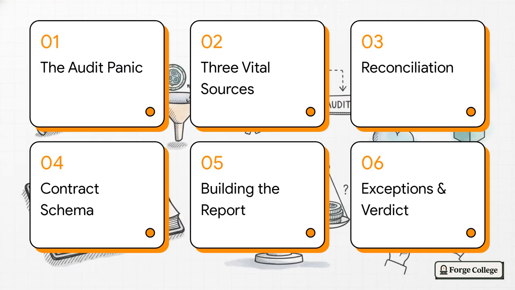All right, to crack this case, here is our engineering blueprint. We'll start with the audit panic, then look at 3 vital sources, real-world reconciliation, the contract schema, building the report, and finally, exceptions and the final verdict.